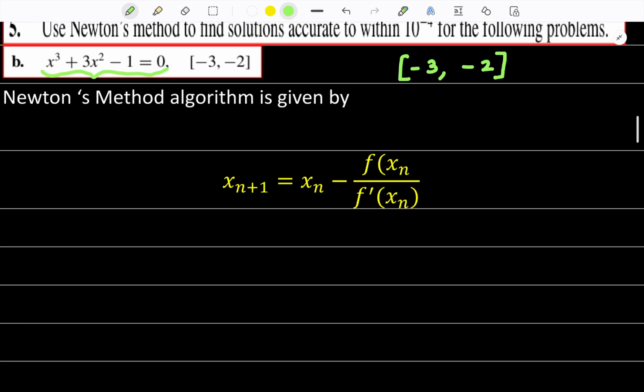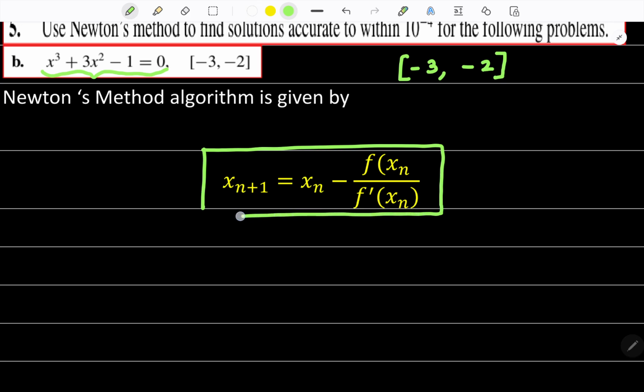Newton's method of algorithm is given by xn plus 1 is equal to what? Xn minus f of xn divided by f dash of xn. Right. But this formula we are just learning, but in the calculator we are not going to use this one. Okay, keep in your mind.